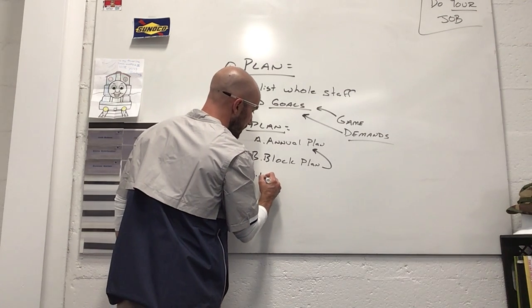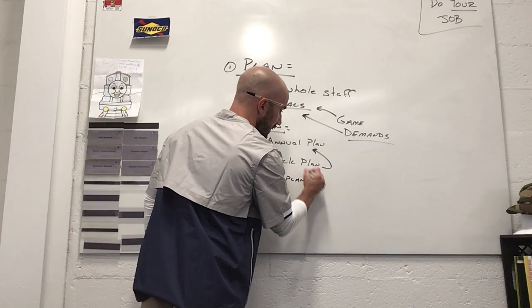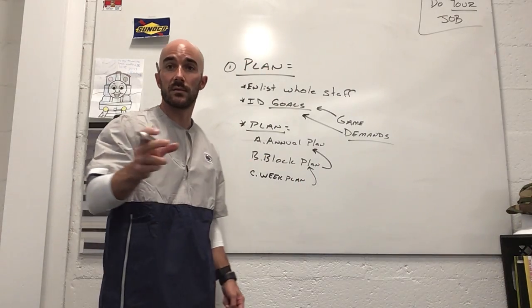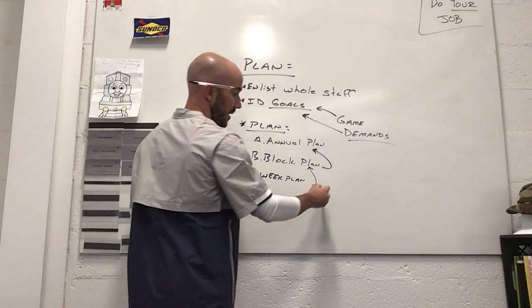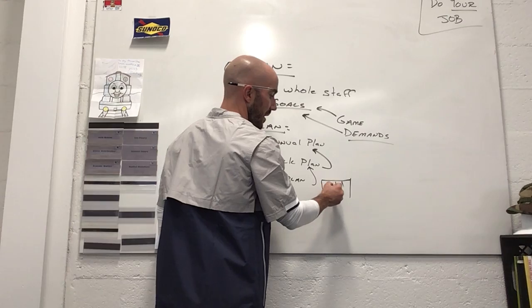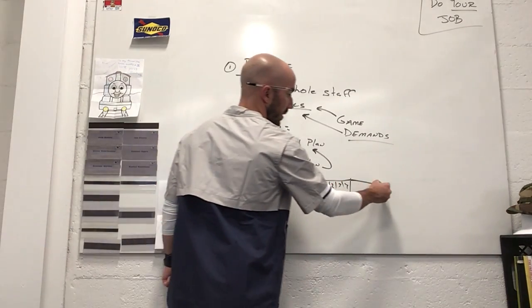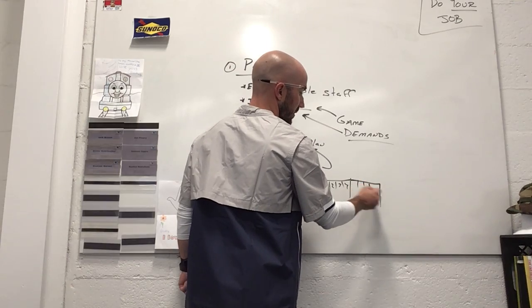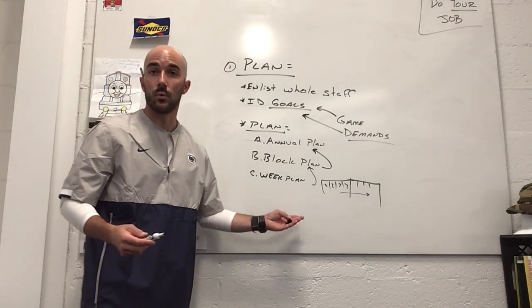Okay, the next one would be a week plan. That's pretty self-explanatory. Week plans are basically weeks within the block plan. Oftentimes, within a block, they may be organized into a month. So we have 4 weeks. You could put 2 blocks together, so now you have an 8-week block plan comprised of two 4-week plans.